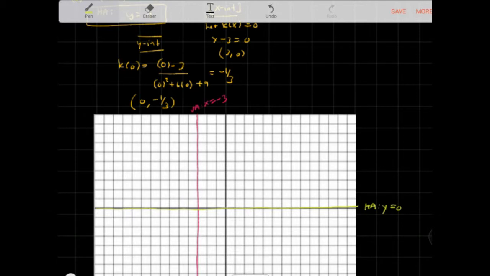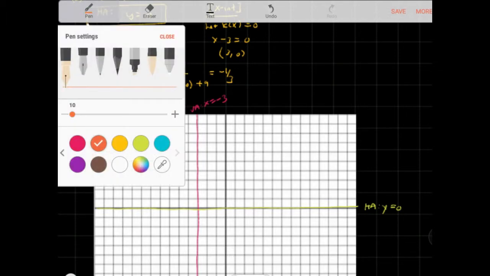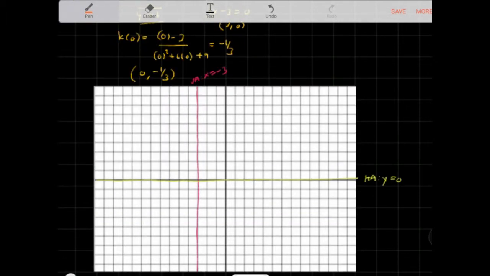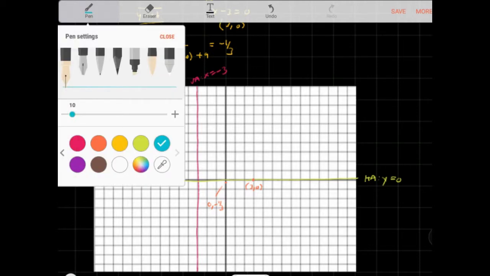However, we do have an x-intercept. So that's where you're going to see it actually cross over. There's going to be a 3 and a 0 here, right? And beyond that, we also have a y-intercept of 0 and -1/3. So let's say that it's somewhere here. So this is 0 and -1/3.